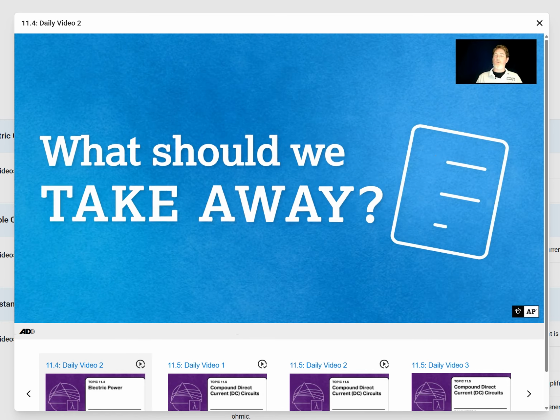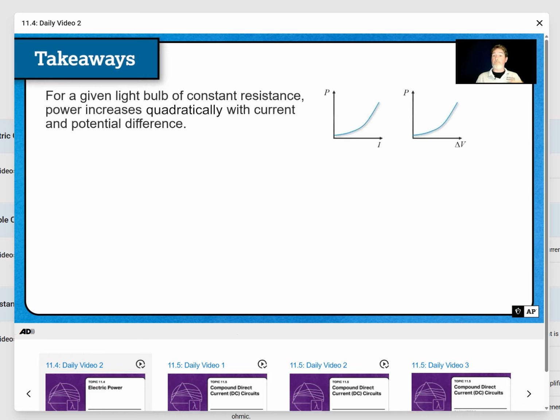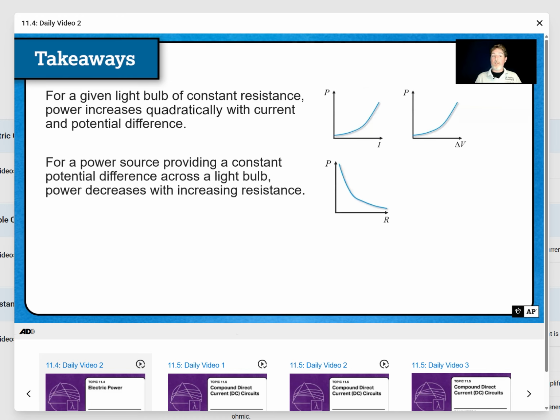So what should we take away from this video? Well, first off, we can look at graphs of power in order to determine, for a given light bulb, that as long as it has constant resistance, power increases with the current and the potential difference. For the same power source, it's going to decrease with the resistance of a light bulb.